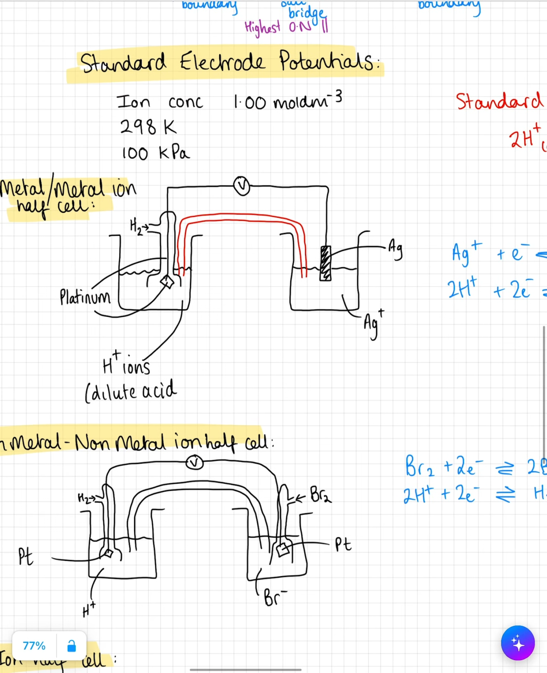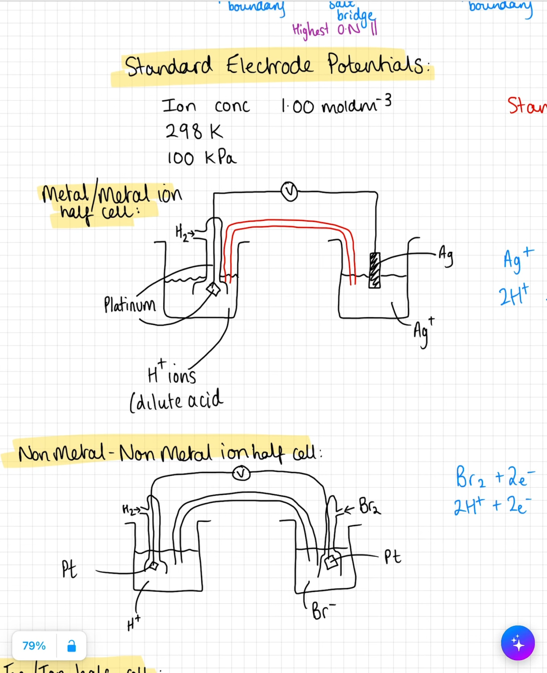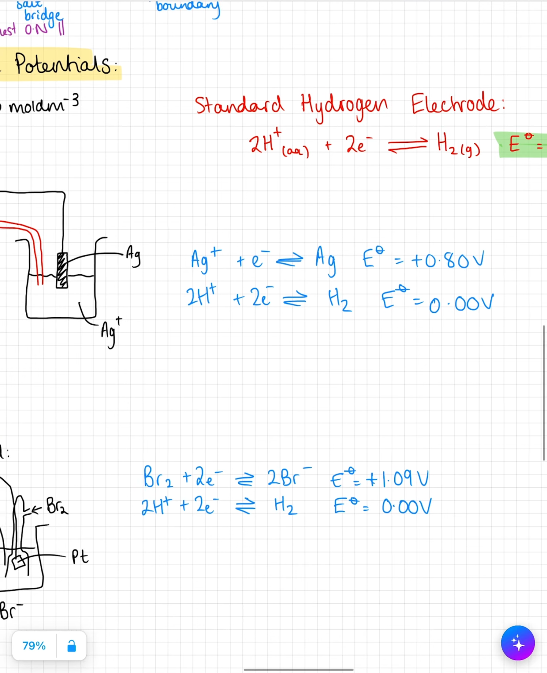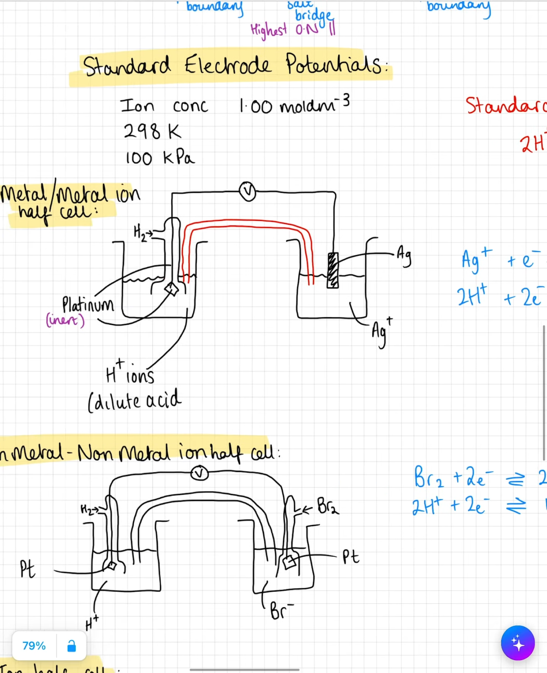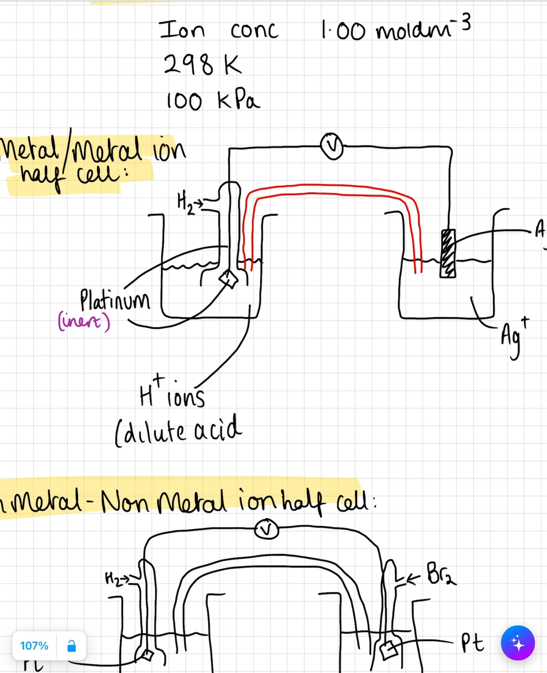So what does this standard hydrogen electrode look like? We are bubbling in hydrogen gas. We are using a platinum electrode as it is inert, so it is not going to react. And the solution is our H+ ions. This is because the half equation is 2H+ plus 2e-, and then we have our H2. Now this is an equilibrium, so both of these things exist. We use a solution of H+ ions, so typically a dilute acid is used.